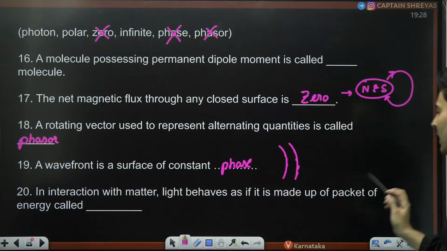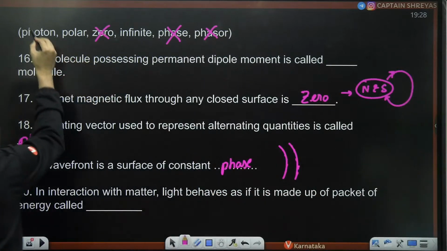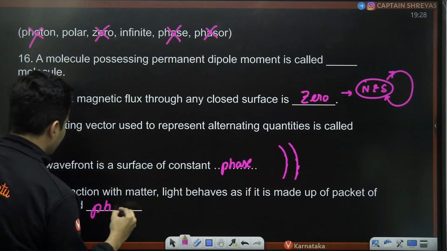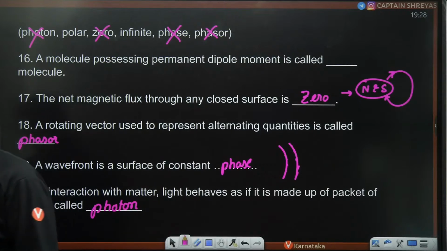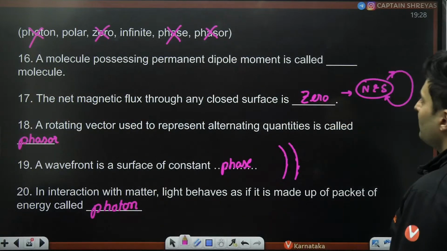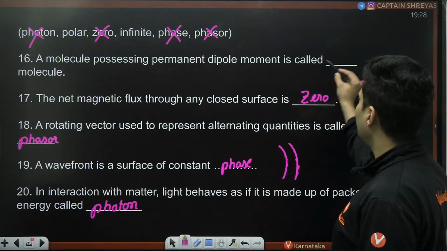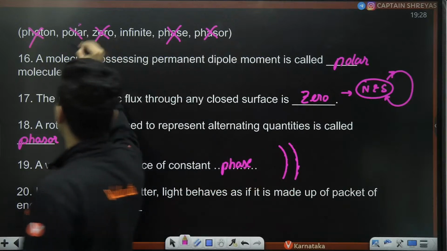Light, when it interacts with matter, the packet of that light is basically called a photon. Isn't that right? It is called a photon. Very good. Awesome. Then what else is remaining? A molecule which possesses permanent dipole moment, what is it called? Yes, it is going to be called a polar molecule. So this is also done.